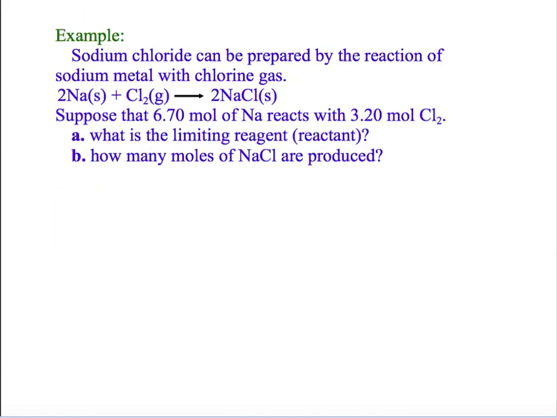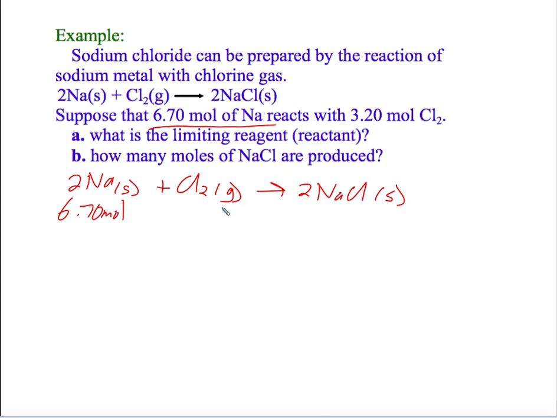So here we go. Sodium chloride can be prepared by the reaction of sodium metal with chlorine gas. So we have 2Na plus Cl2 yields 2NaCl. I'm going to rewrite that here because I'm going to work on what I'm going to call an ICE table down below this, which is going to help you separate and keep things hopefully in order. So we know that we have 6.70 moles of sodium.